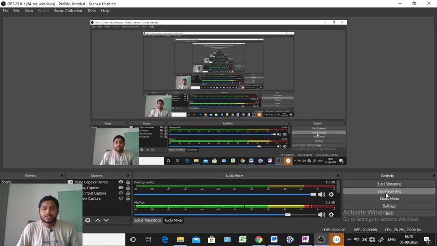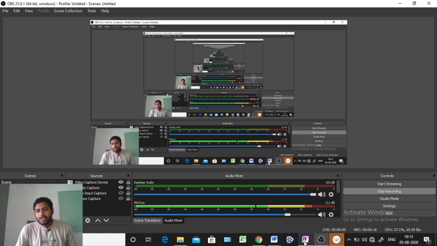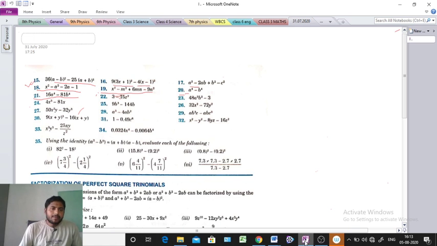So now I want to discuss the remaining problems of factorization. Okay, so you should get ready. Now let's start. Already we have practiced up to 21. We have discussed and explained them already. Clear or not clear? From today we'll discuss from 22 onwards.